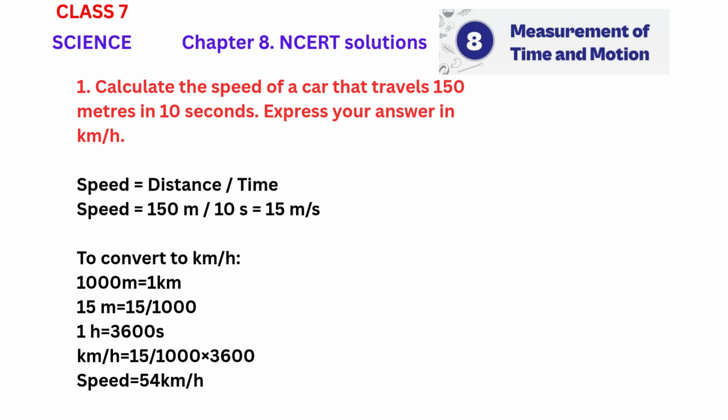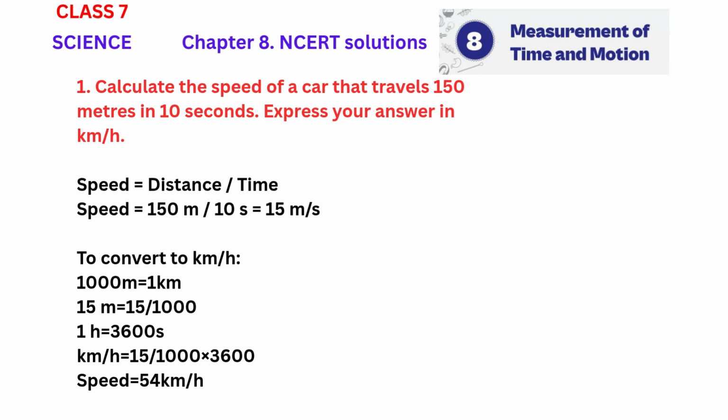In this video, let's see Class 7 Science Chapter 8, Measurement of Time and Motion, NCERT solutions and some extra questions and answers. Question number 1: Calculate the speed of a car that travels 150 meters in 10 seconds. Express your answer in kilometer per hour.